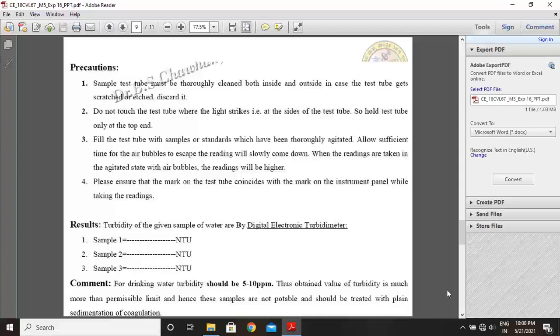For drinking water, turbidity should be 5 to 10 ppm. Thus, the obtained value of turbidity is much more than the permissible limit, and hence these samples are not potable and should be treated with plain sedimentation or coagulation. So this comment is based on the results. This result is given as an example, and the comment is written accordingly.